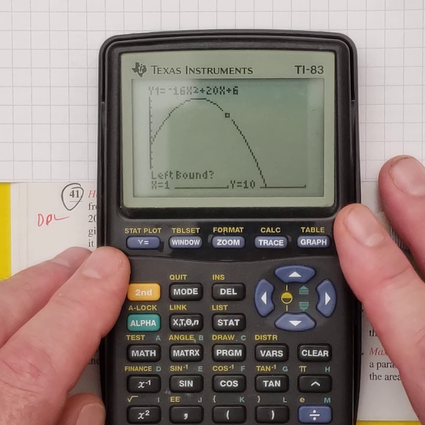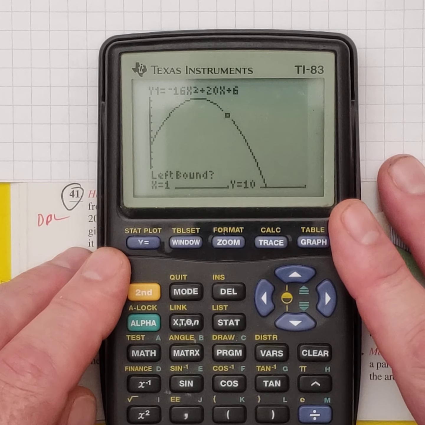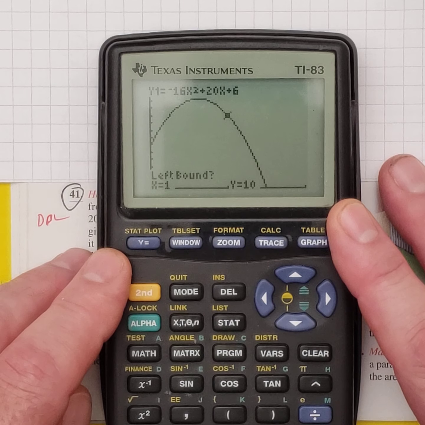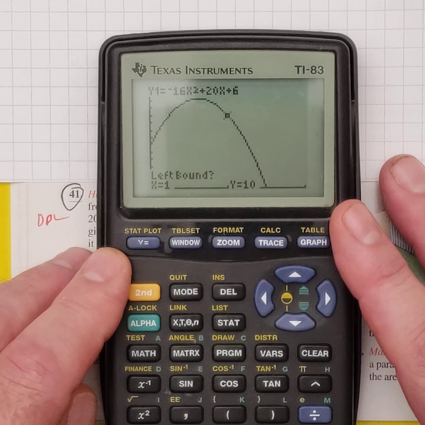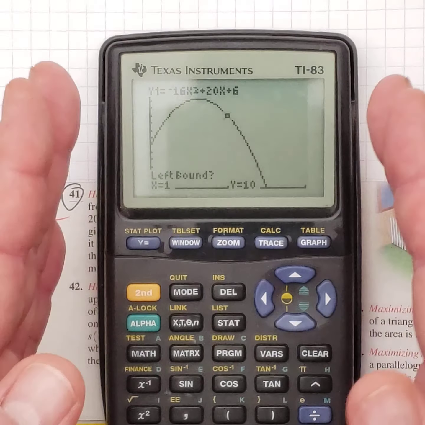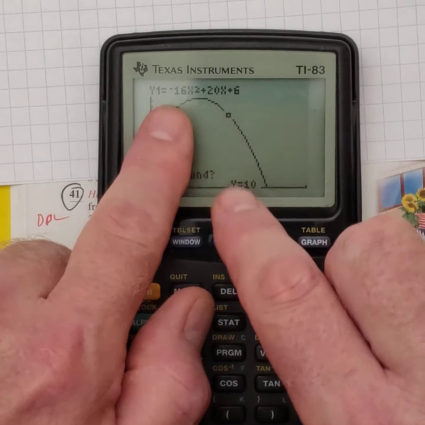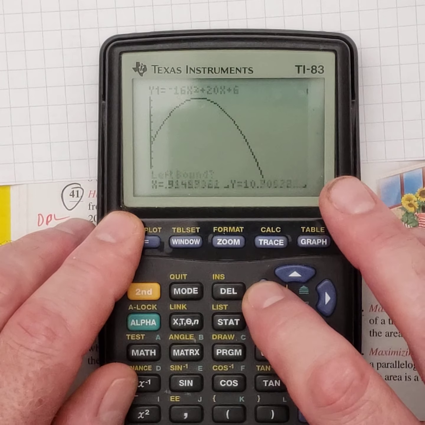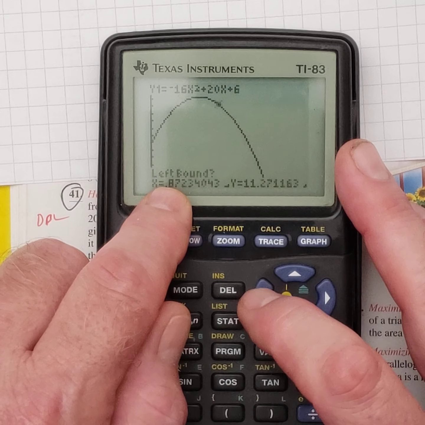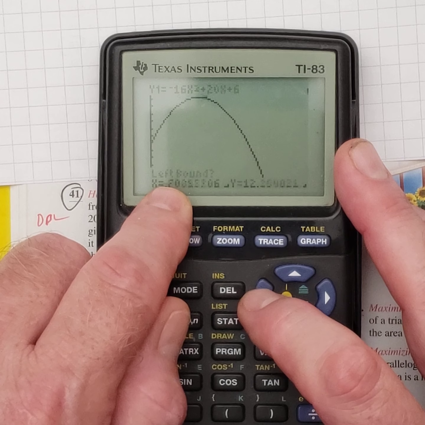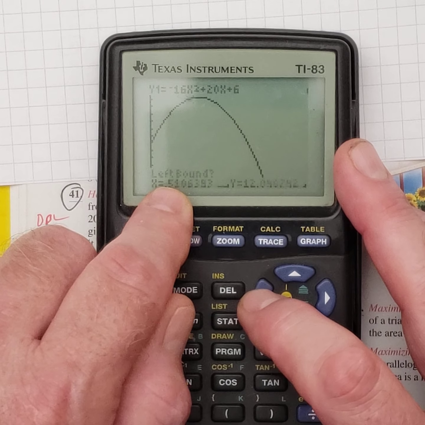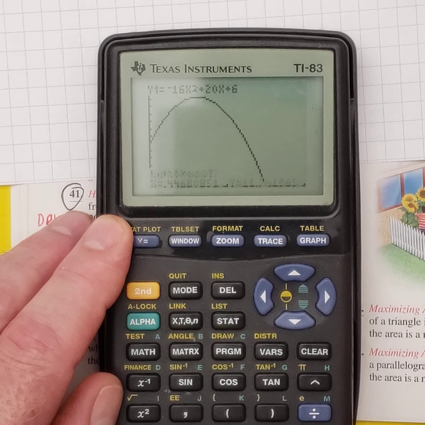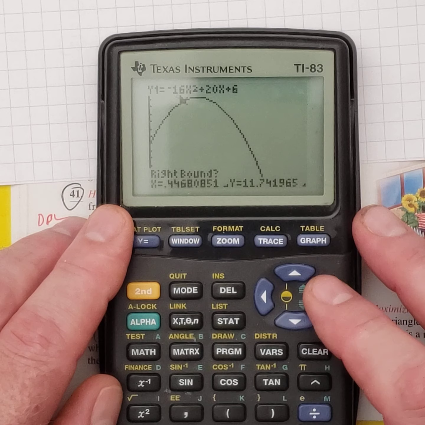Now, in order for the calculator to find the maximum for us, we have to tell it roughly where the maximum is. We have to say, look between this place and this place. And we're talking x coordinates. So I want to say, look between here and here. That's where the highest point is. So I'm going to arrow over to the left. Notice it says left bound down there. That's what it wants. Move the cursor to the left of the vertex. You don't have to go past it very much, just a little bit. Hit enter. Then it wants to know the right bound.